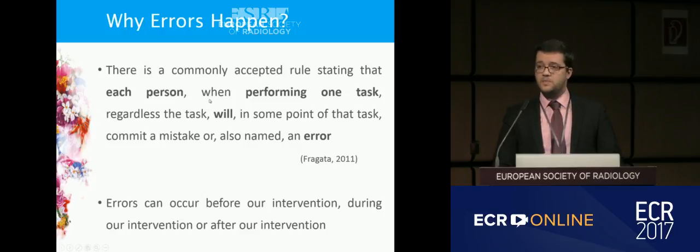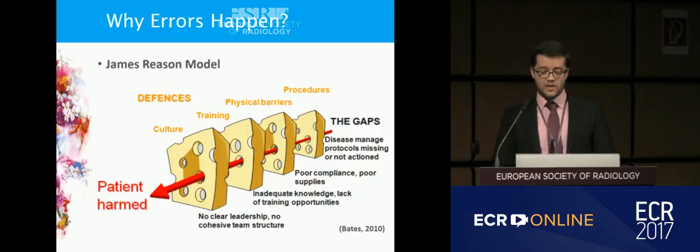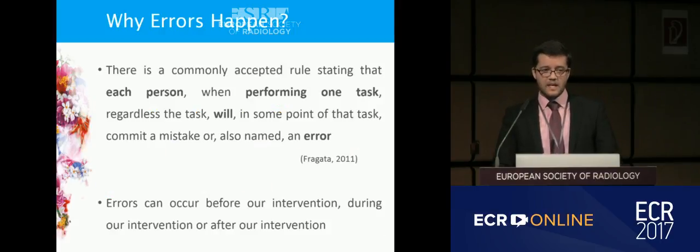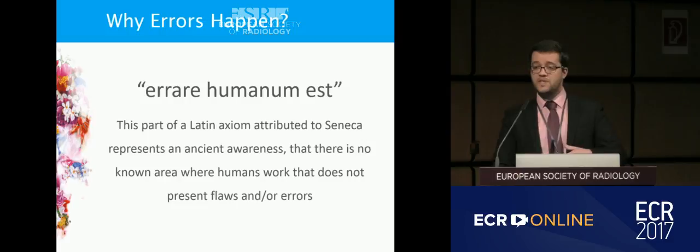Basically, each person performing one task will, at some point of that task, commit a mistake. This will happen. Despite we do that task very often, we will make a mistake sometime. And errors can occur before our intervention, during our intervention, and after our intervention. This is important to know because the error acts like a chain. We are just a link on that big chain. For example, a patient that was not identified properly before arriving at our department, we will x-ray the wrong patient, then the doctor will see the wrong image, then, well, this is a chain.